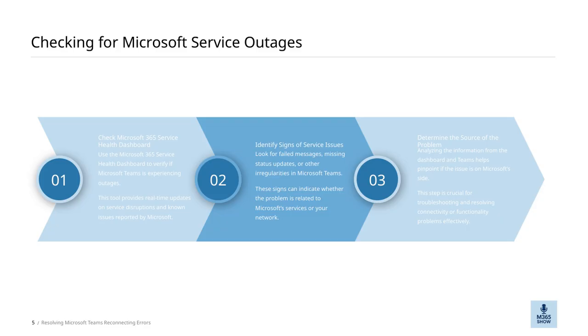Next, we want to look for signs within Teams itself. For example, are there failed messages, missing status updates, or other irregularities? These can be clues indicating whether the issue is on Microsoft's side or perhaps related to your network connection. Recognizing these signs is key to understanding where the problem might be originating. Finally, by analyzing the information from both the dashboard and Teams, we can pinpoint whether the issue is due to Microsoft's services or something on our end.